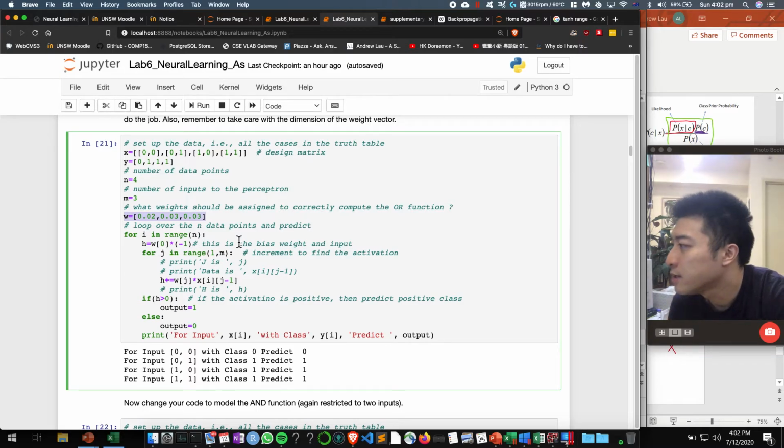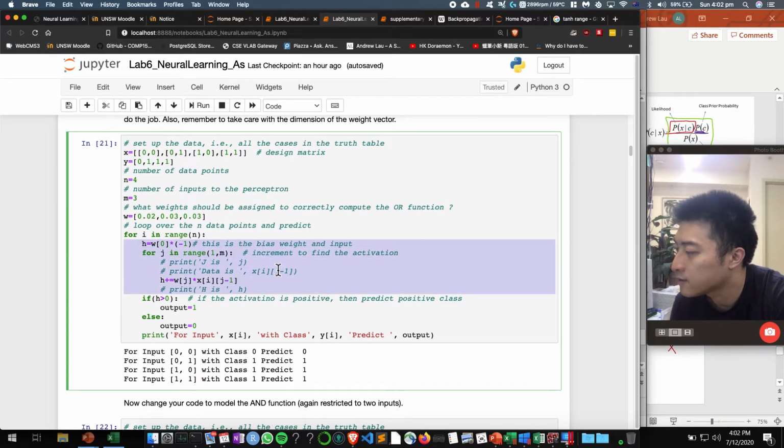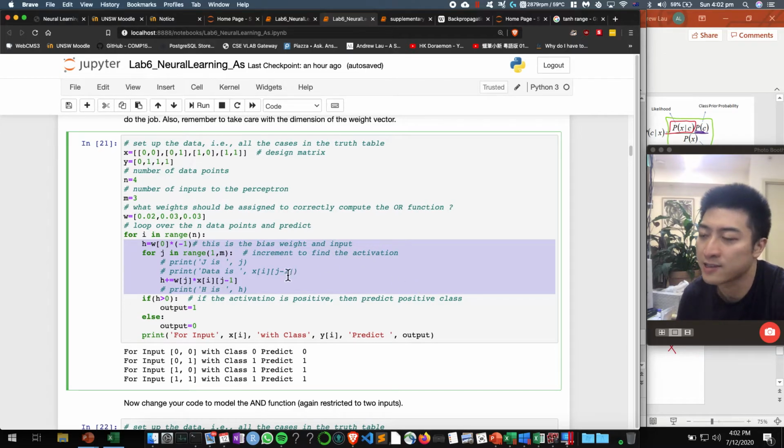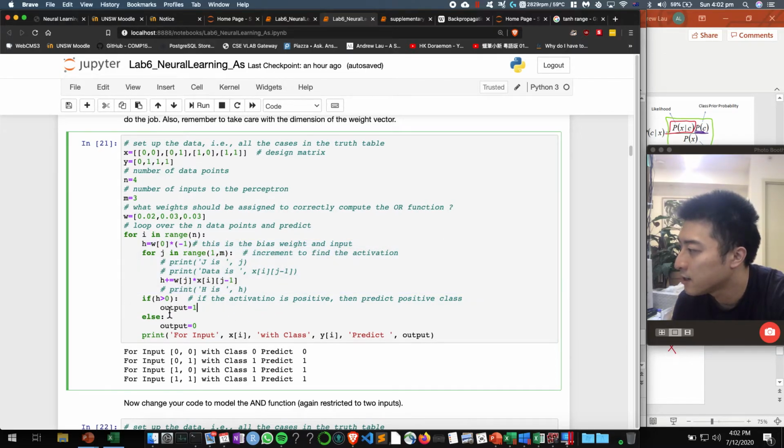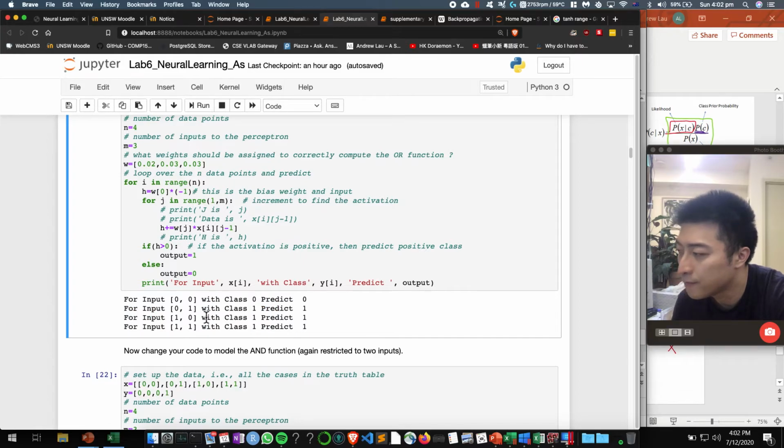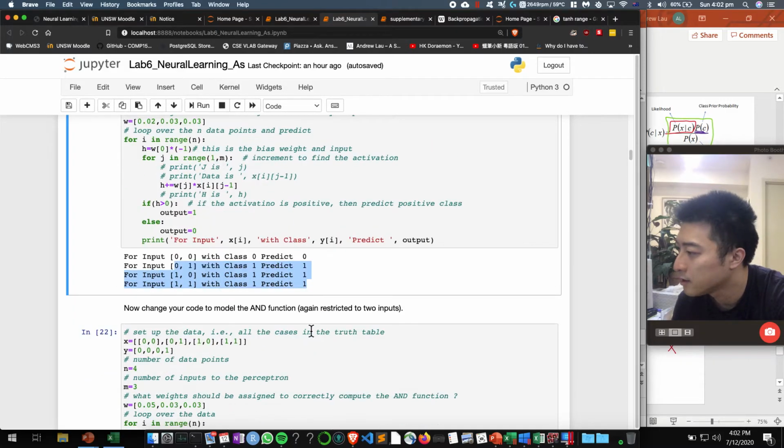So what we do is cycle through all the N data points, and we initialize the activation. We start with the bias, and then we cycle through all the features and increment up, and then this will give us the w.x, the sum product of the weights and the features. Okay, and now that we've calculated our activation, of course, if it is positive, then we output 1. Otherwise, it is 0. And here's our prediction. So this is the OR function, remember? So the only time the OR is false is if they're both false. Otherwise, it is true, as we can see here.